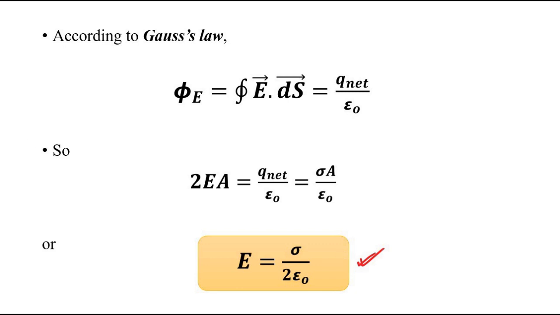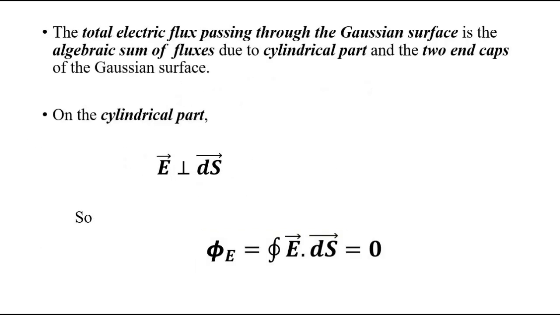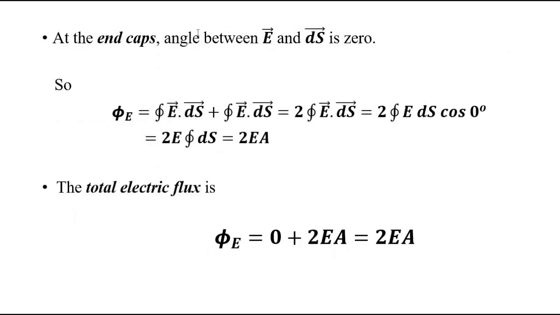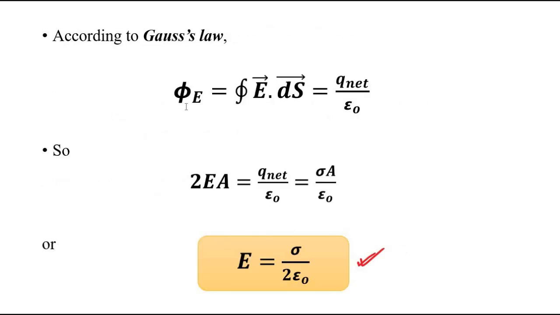So this is the same thing which is done here. For the cylindrical part, it is perpendicular, so flux is 0 for the cylindrical part. For the end caps, the angle between E vector and dS vector is 0. There are two end caps, so flux will be due to both of the end caps, that is equal to 2EA. So the total electric flux is 0 for the cylindrical portion and 2EA for the end caps. Now we apply Gauss law. Gauss law states that the electric flux, the surface integral of the dot product of electric field vector and surface element area vector, is also equal to the net charge enclosed by the Gaussian surface by epsilon 0.